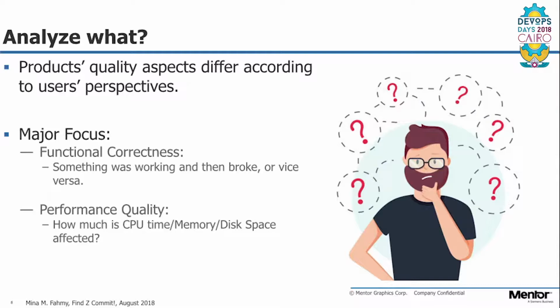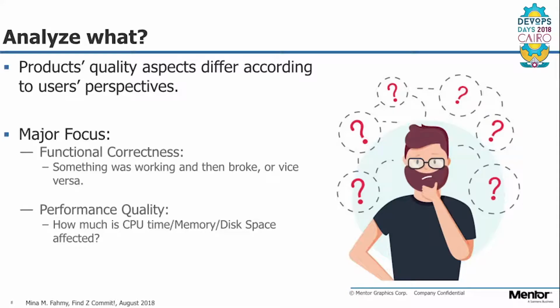But let's step back a little bit and think of what do we need to analyze exactly when running these tests. So different groups are interested in different things or aspects or metrics to analyze. But the most common focus areas that we have hit are the functional correctness of things, like tests were working fine, and then with a new version of your product, things broke. And also performance quality. Did the processing time change? Did the memory or disk space footprint change?